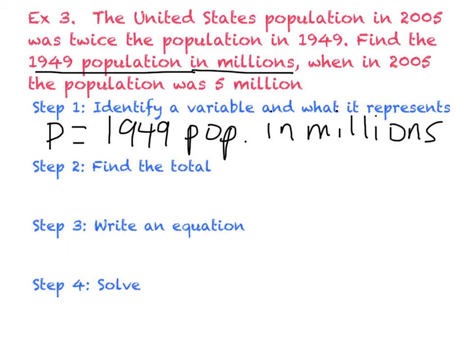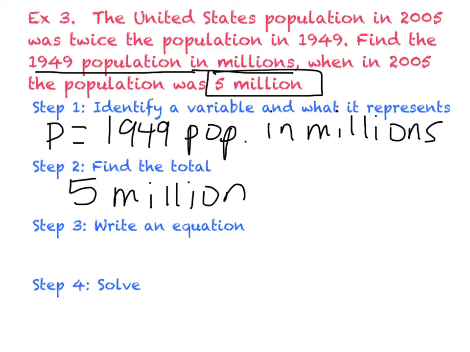After that I'm going to look for my total. So it says that the United States population in 2005 was twice the population in 1949. Find the 1949 population when in 2005 the total population was 5 million. So I notice that my total appears to be 5 million. So I'm going to see how I can use that to answer my question. When I go about writing my equation and putting my 5 at the end, I'm going to leave off the word million and save it for the end. That way I can save myself some of those zeros that I have.